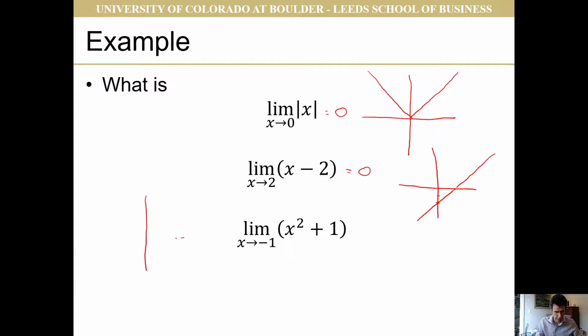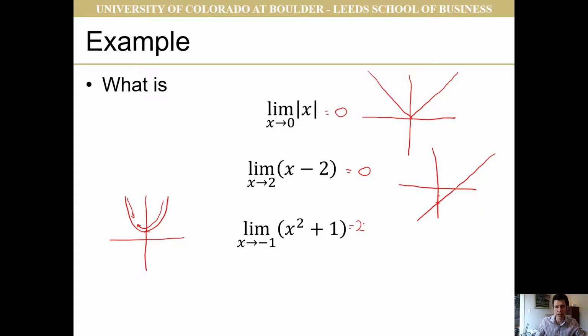So this is just a parabola starting at 1. It looks like this, approximately. And when we look at the point -1, I haven't drawn this very well, but from the left, so going down this arm of the parabola, we approach 2. And from the right, going down this arm of the parabola and working our way back up, we also approach 2. So this limit is 2.